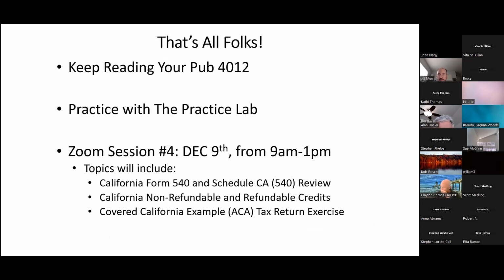So for session number 4, scheduled for the 9th of December, which is next Saturday, we're going to talk about a number of topics, to include preparation of a tax return for California. I'll do 2023 if it pops up on the practice lab. Otherwise, we'll default to 2022. We'll talk about the California form, the Schedule CA. And then we'll talk about the various California non-refundable and refundable credits. That also includes the renter's credit. It also includes the California earned income tax credit and the young child tax credit.